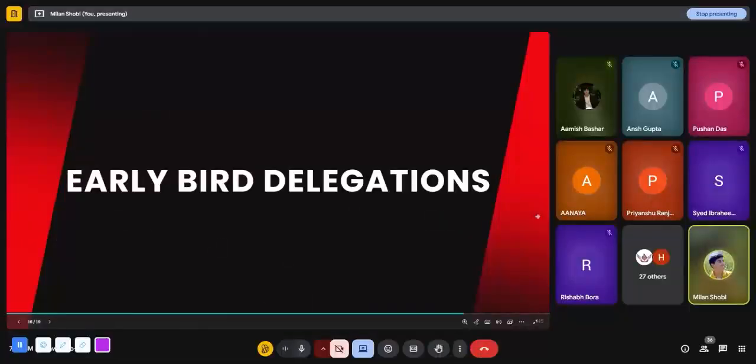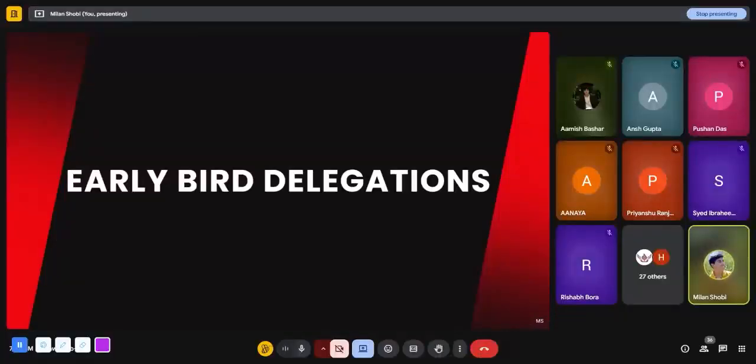Coming back to the orientation, we now have the early bird delegations. For you guys specifically, we have allocated the early bird delegations up till 3rd of June. The date for the early bird delegations closing has not yet been released, but we're releasing it right here. The early bird delegation fees and early bird delegations will close on the 3rd of June, midnight, exactly at 11:59 p.m. We will close the early bird delegations and we will shift to regular delegations, and you will have to pay 2,200.